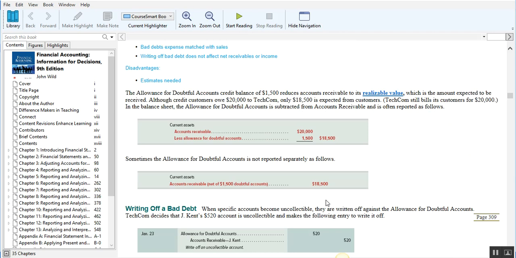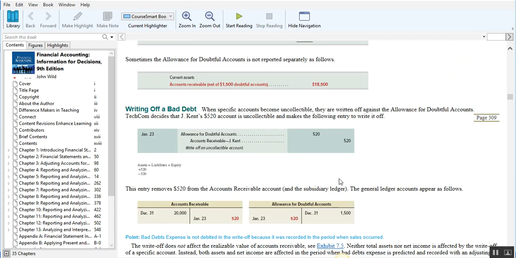Sometimes it may not be reported separately. It may be reported on the same line. Here's an example of that, where it just says the accounts receivable are net of the doubtful accounts, $1,500 for the allowance of doubtful accounts, and it's $18,500.